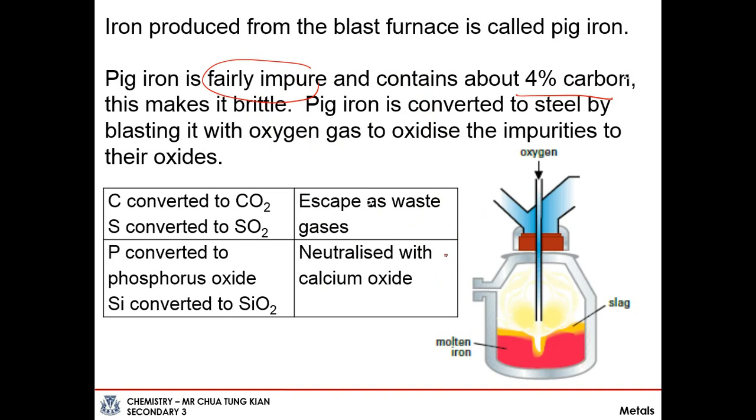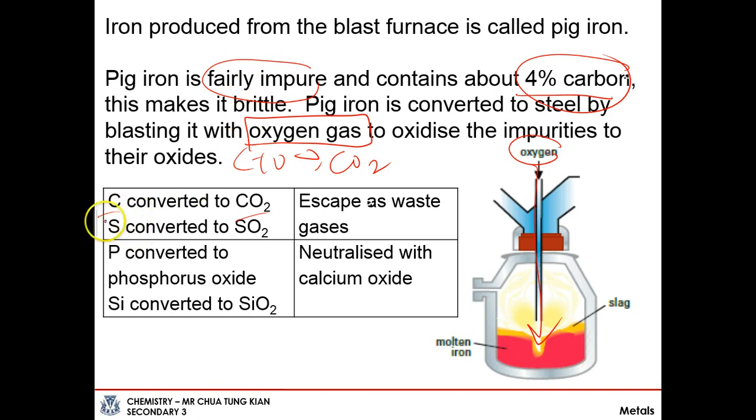So, in order for us to use the iron that comes from a blast furnace, it must first be purified. So, how do we purify this? It's very simple. Carbon can be easily burned off by blasting it with oxygen gas. So we pump oxygen gas into the pig iron. By pumping in hot oxygen gas, it reacts with the carbon to give us carbon dioxide, and carbon dioxide escapes into the surroundings and it is lost.